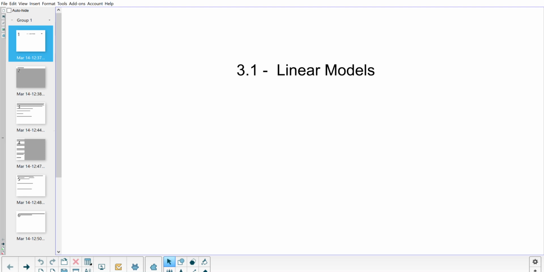Okay, we're going to start chapter 3. 3.1 is called linear models. Actually, in 3.1 we're going to work with lines, but a lot of it is going to be word problems, because I would like to think that you have lines pretty well mastered. You just really need to work on, can you interpret a linear word problem?